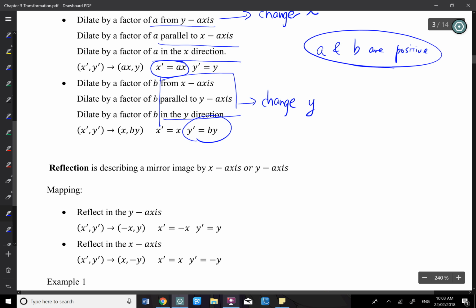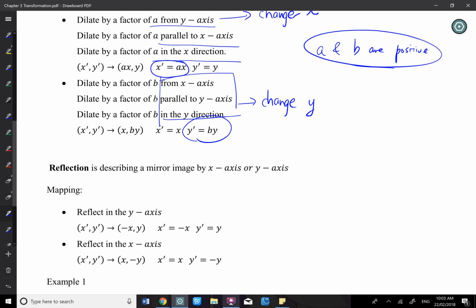We won't say negative dilation. We won't say dilate by negative 3. It's a positive number. If it's negative, it means there's reflection happening. It's not going to be a dilation. The negative only means reflection.